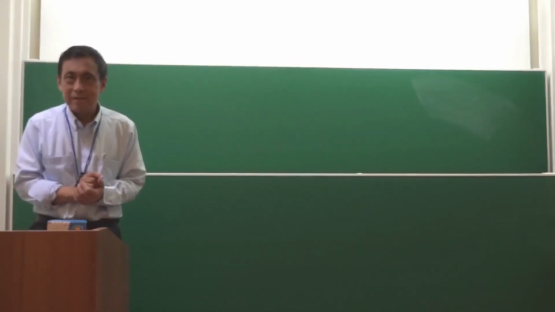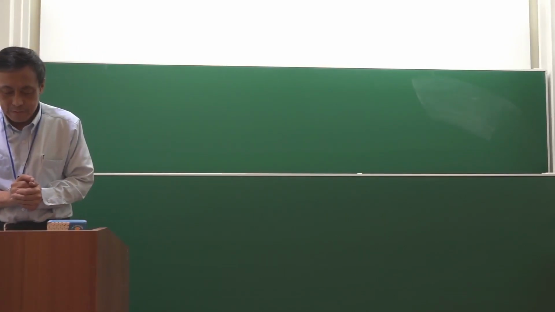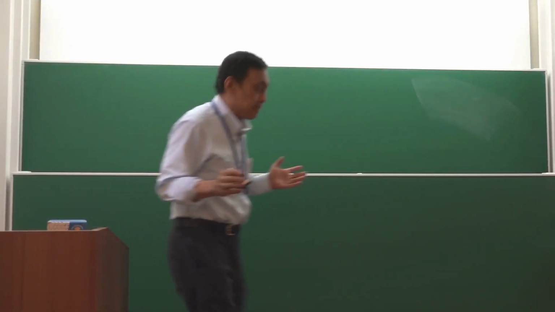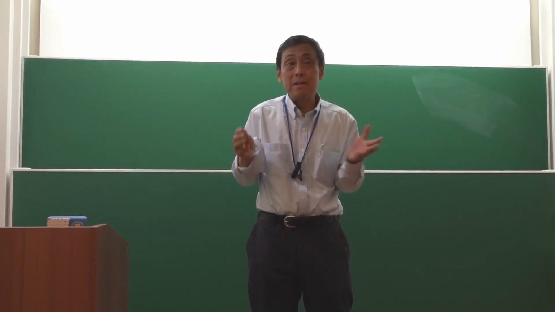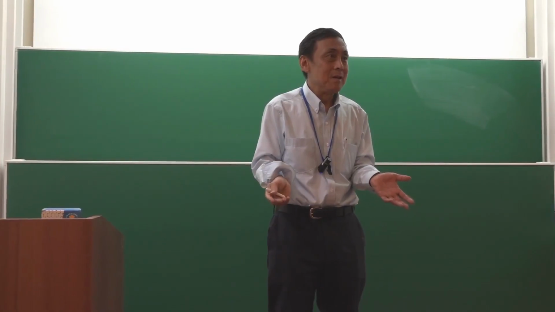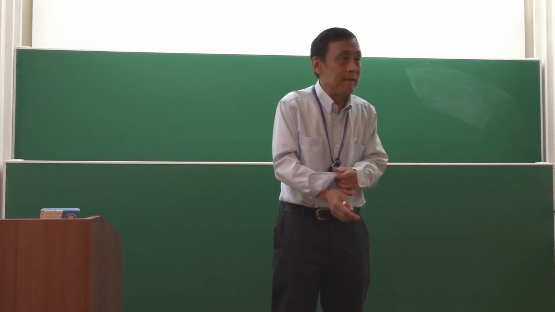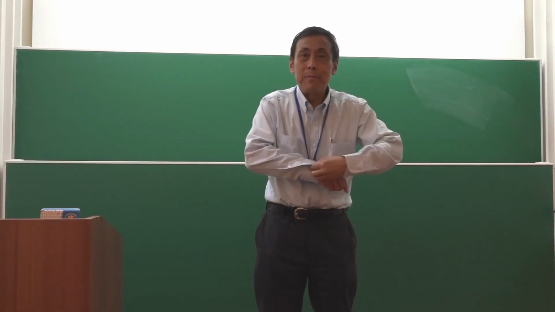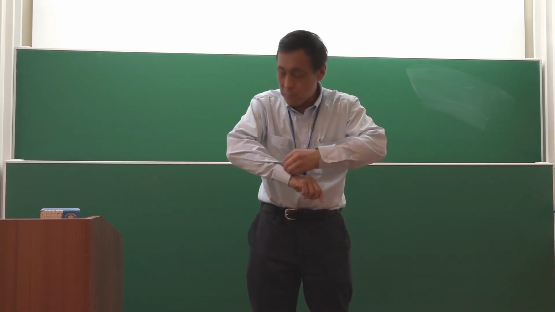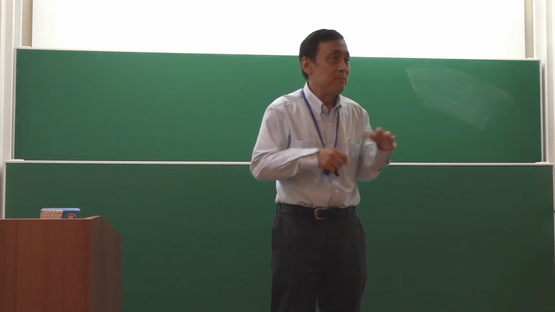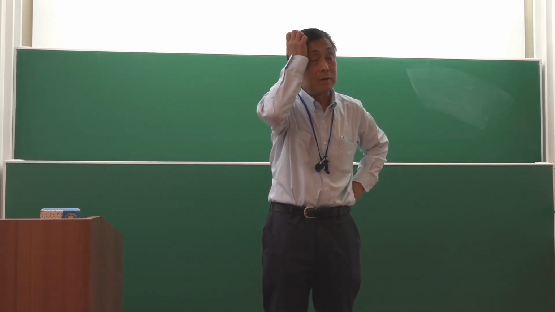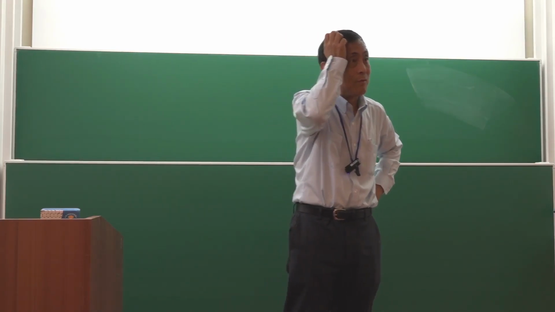Okay, so let's start. Today, I'm going to start a new chapter. We have defined equivariant cohomology, and we computed some examples. Now, I want to use differential forms to calculate equivariant cohomology.